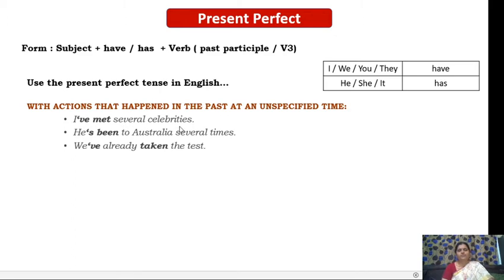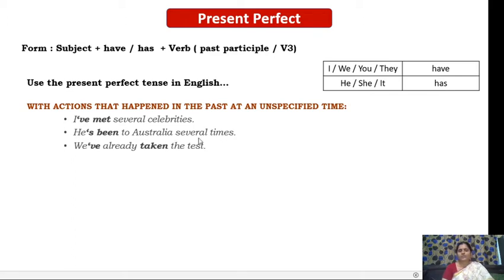I have met several celebrities, when there is no time reference. So we have used present perfect tense. With I we have to use have. So we have used have. I have. And met. Meet is the base form. Met, you know, is the second form. V2 form also we use the same word, and V3 also we get the same word. We have met several celebrities.